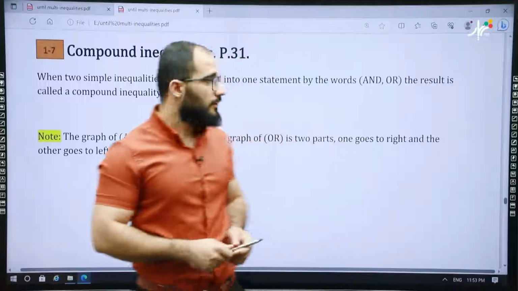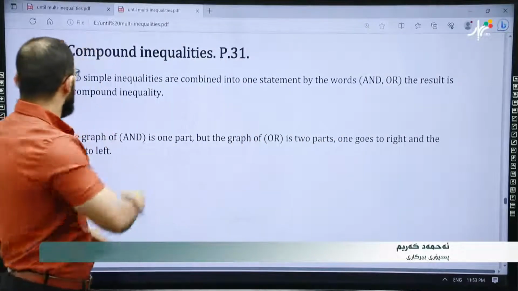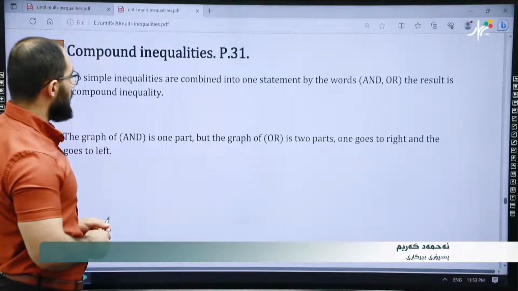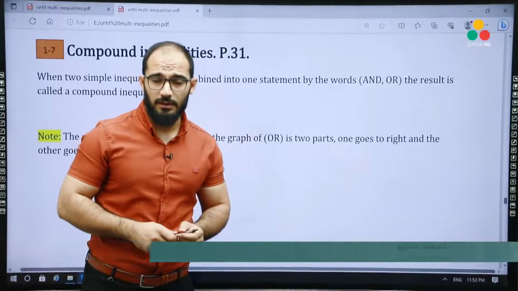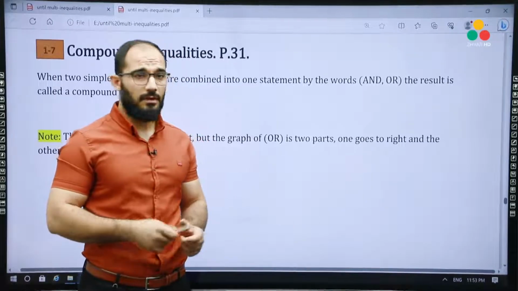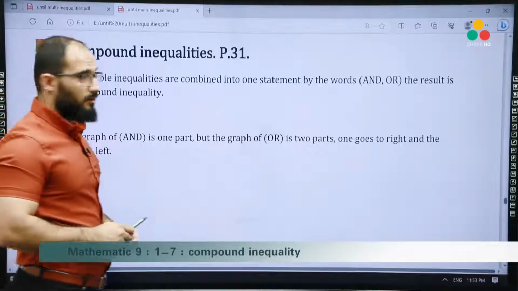We have reached Section 7 in Chapter 1, and it is compound inequalities. In the previous lesson, if you remember, we explained solving inequalities and multi-step inequalities. I'm going to give you a quick note about the previous subjects.